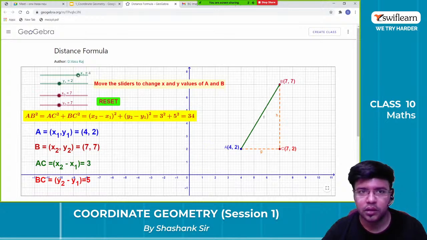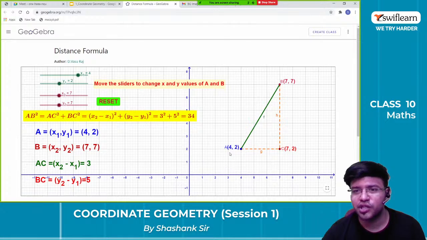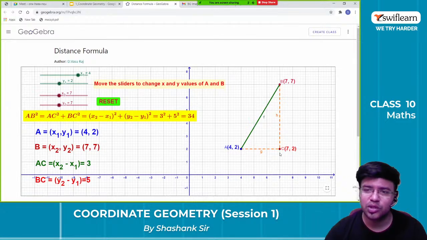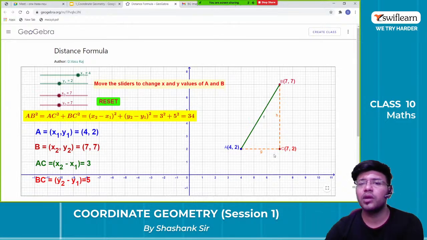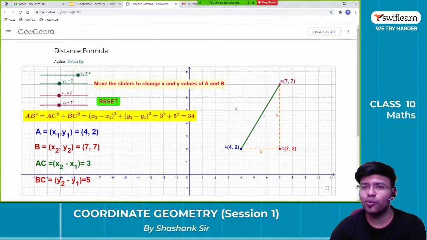See now x1 is 4, I have changed it, it has moved, and here the remaining things I've kept the same. And what is the distance formula? AB square is nothing but x2 minus x1 square plus y2 minus y1 square. So AB square we are getting 34. If you want the distance AB, you need to take the square root of 34.